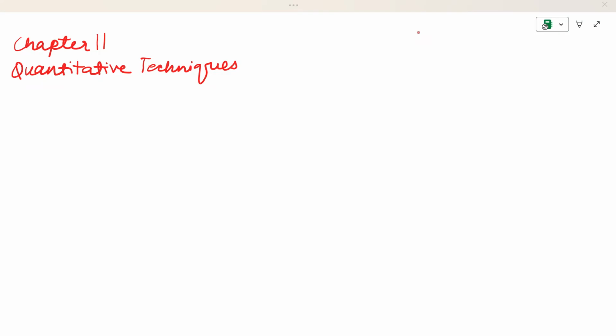This is chapter number 11, quantitative techniques. Let's get started. So, this chapter gives you a lot of quantitative techniques, as the name suggests. The first technique that you would have also learned in your MA exam is the high-low analysis.